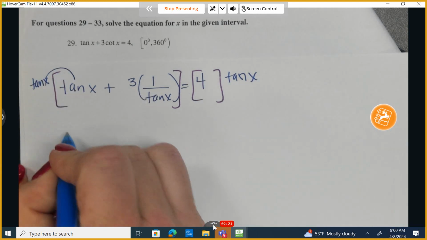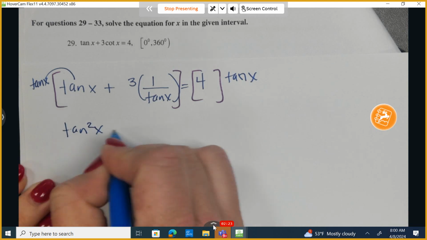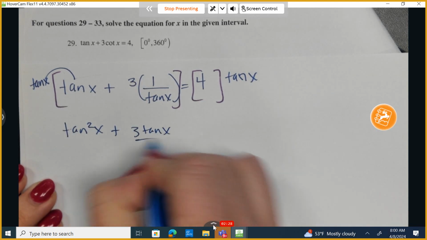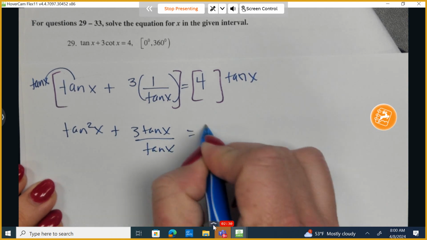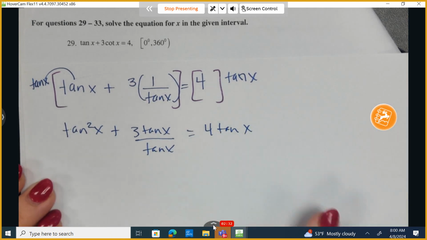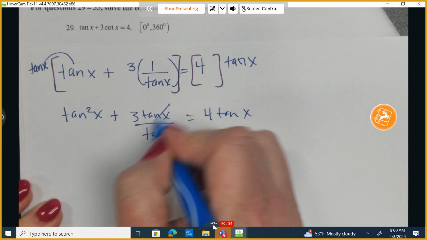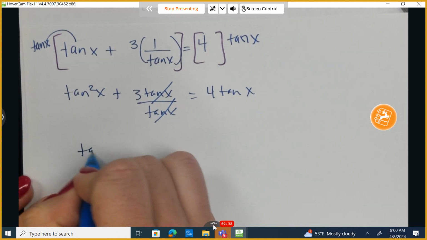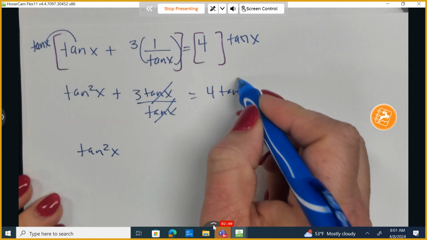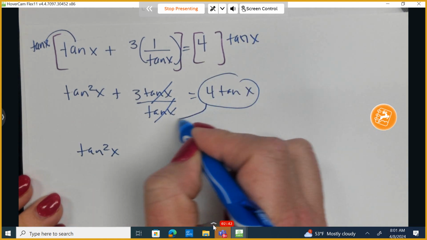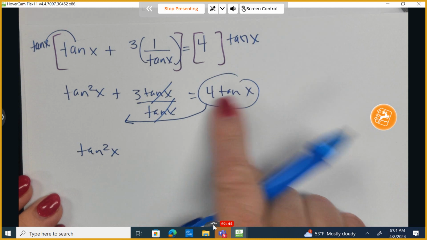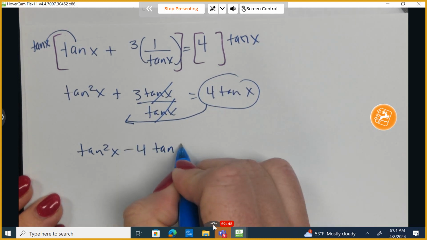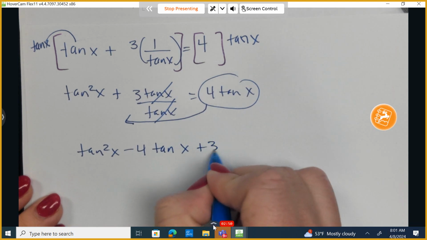Okay, here we go. Going to distribute. I get tangent squared x, plus I distribute and I get 3 tangent of x divided by tangent of x equals 4 tangent of x. Now the tangent on top and the tangent on the bottom are going to reduce down to 1, and I have tangent squared x. Now I'm going to be lazy here, and I'm going to subtract this to the left side without showing work. It was a positive 4 tangent x. When it goes to the left, it'll be a negative 4 tangent x, and I'm left with plus 3 equals 0.